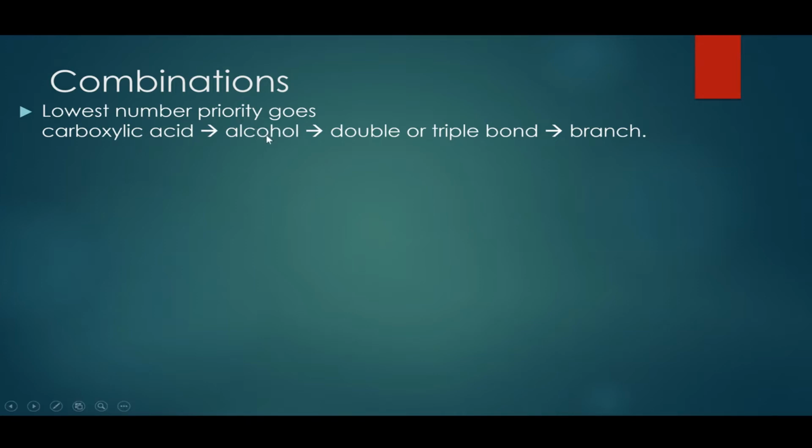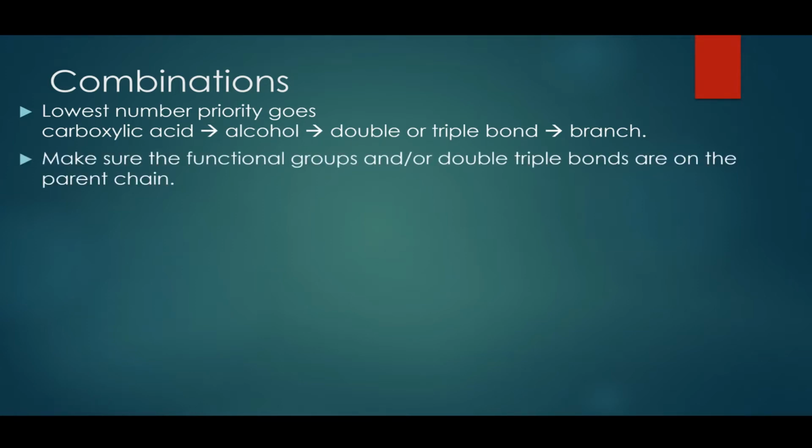Alcohols then are the second most important, so always give them the lowest possible number, unless of course they're on the same chain as a carboxylic acid. Double and triple bonds come next, followed by the lowest priority branches. So let's do some examples to see how this plays out.